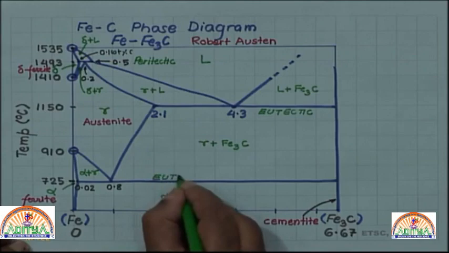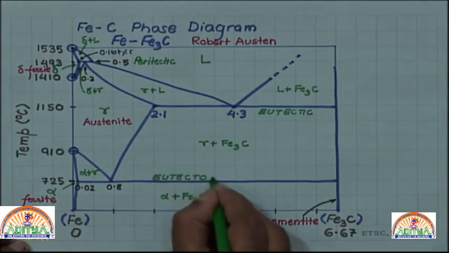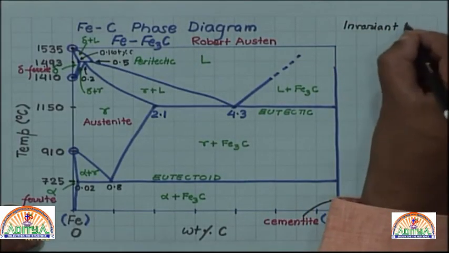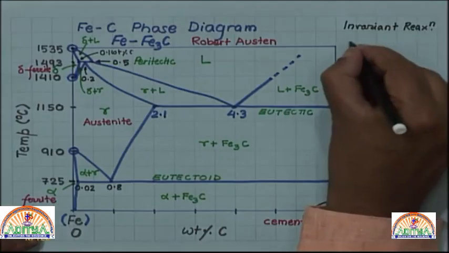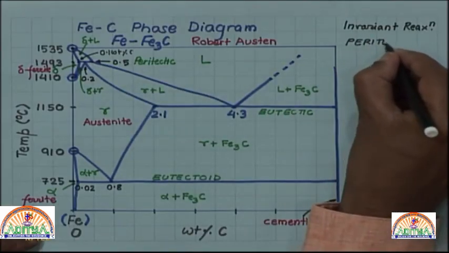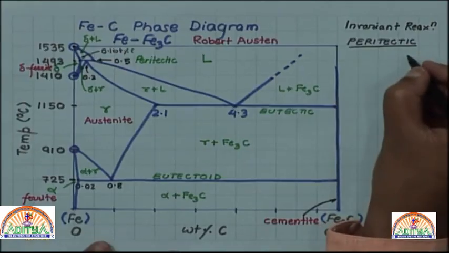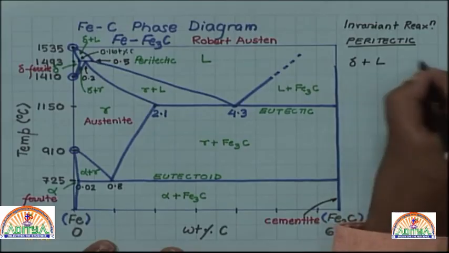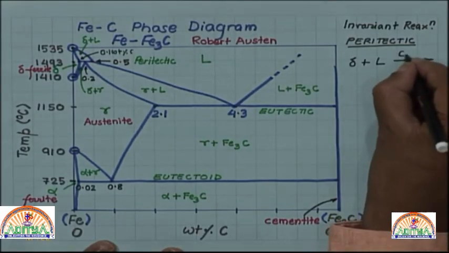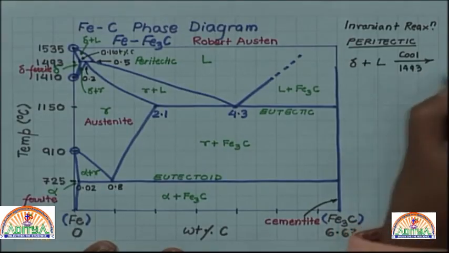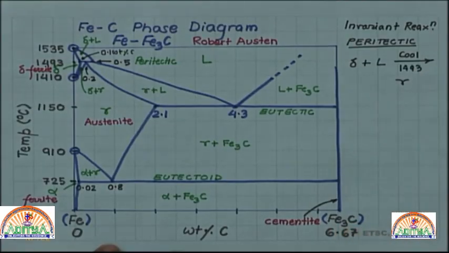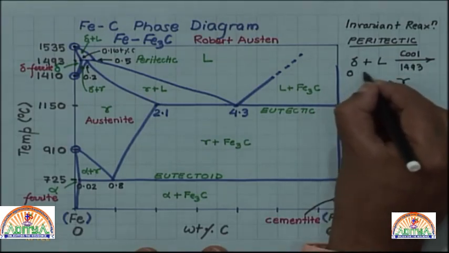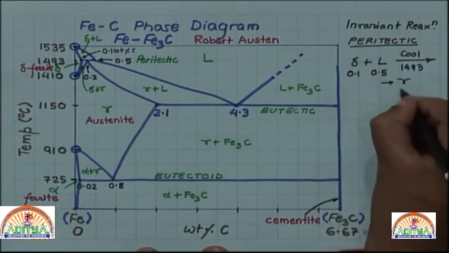Firstly, the peritectic reaction. In this reaction, you can see delta plus liquid transforms on cooling at 1493 degrees Celsius into a single phase gamma. The composition of delta is 0.1, the liquid is 0.5, and the gamma composition is 0.2. So this is called a peritectic reaction.